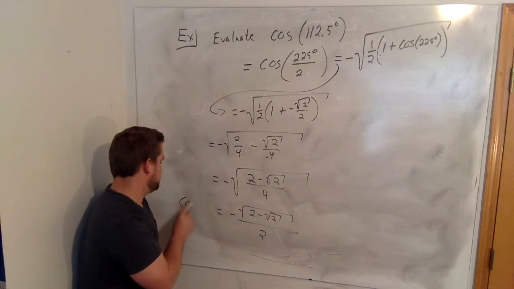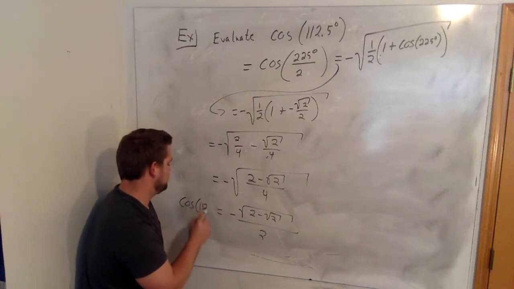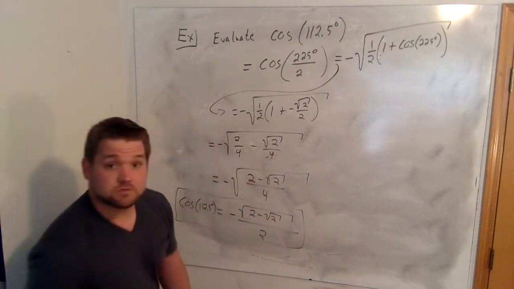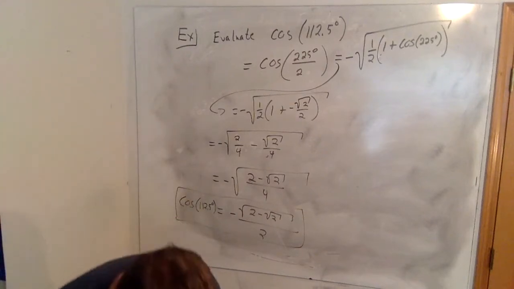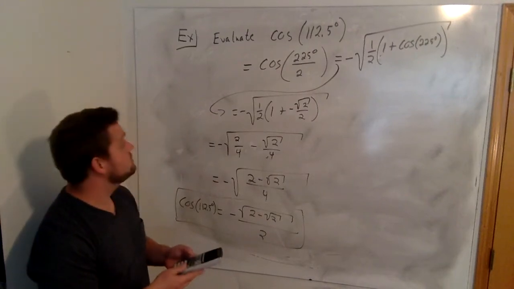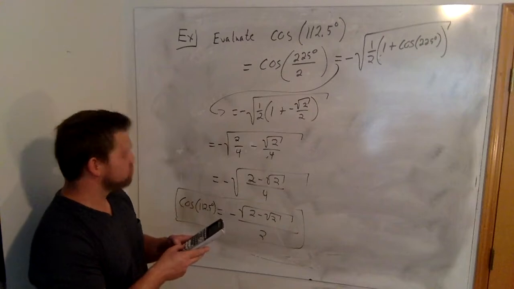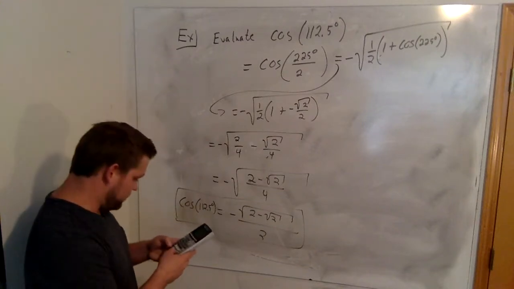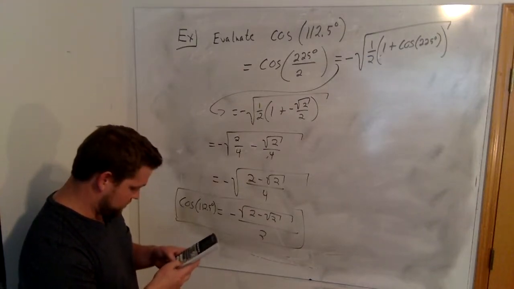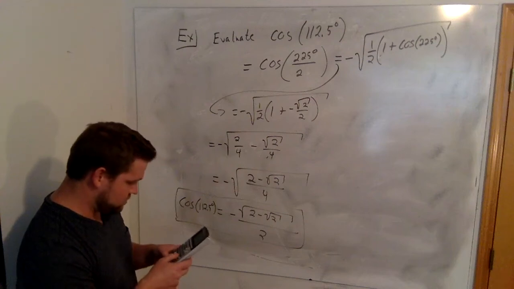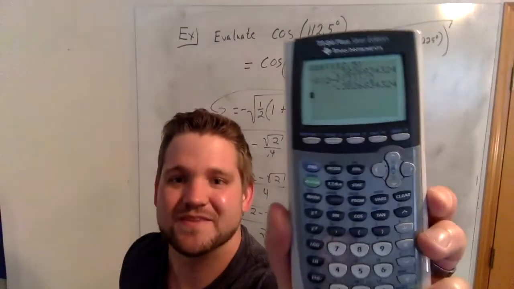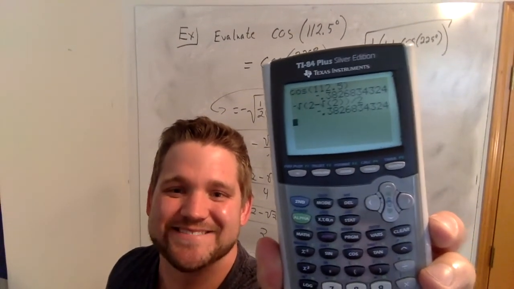This is the same thing as the cosine of 112.5 degrees. Okay, let's use our calculator to check our answer. Let's make sure we're in degree mode. Okay, I'm in degree mode. The cosine of 112.5. And then let's also calculate the negative square root of 2 minus the square root of 2, divided by 2. Take a look. The same answer. How fun. Cool.